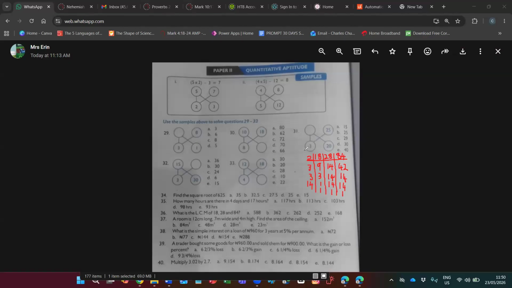Now, who can tell me what will be the answer to this? I have 3 times 3, 9. 9 times 2, 18. So you have 14 times 18. Can somebody quickly do that? The answer is 252. It's 252, right? 252. Okay.